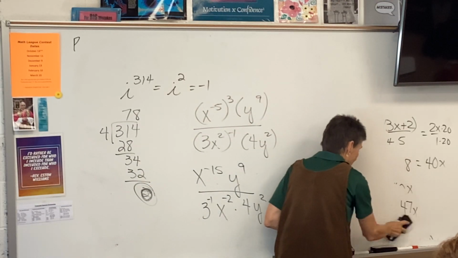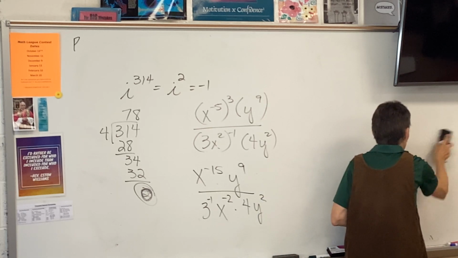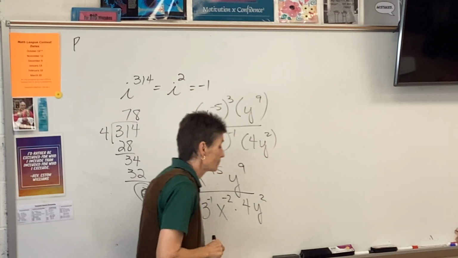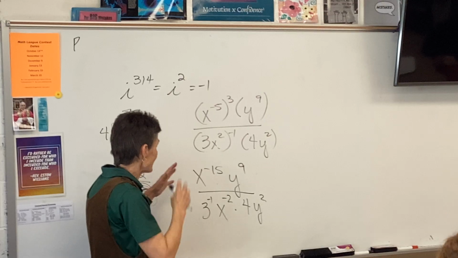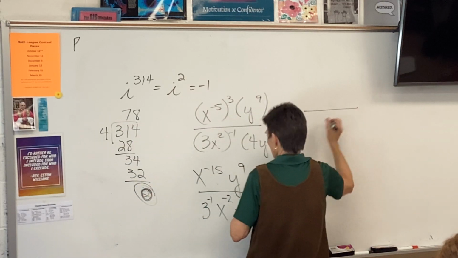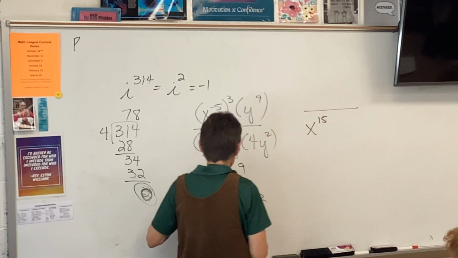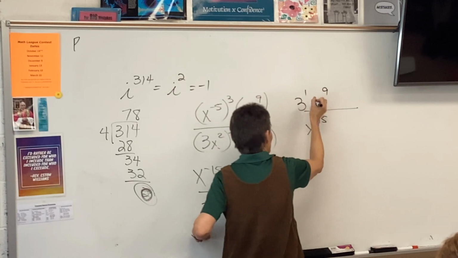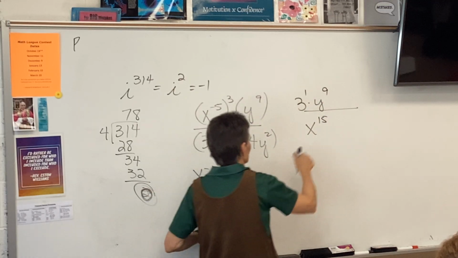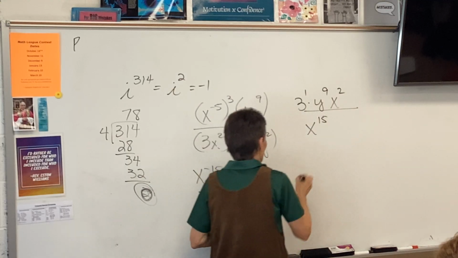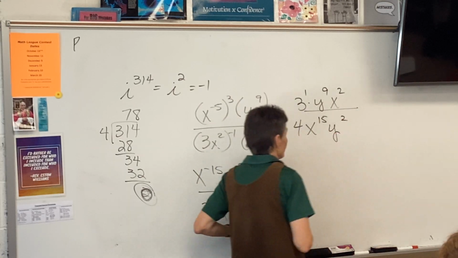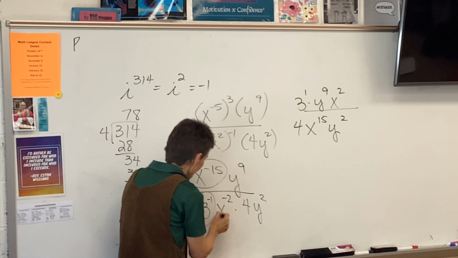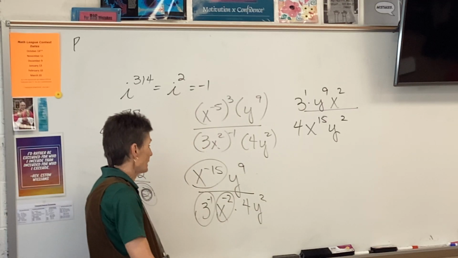Now what might we consider doing? Yeah, we got negative exponents all over the place. You can take care of that. So x to the 15th is coming down. Y to the 9th is staying up. 3 to the negative first is going up and it becomes 3 to the first. X squared and 4y squared. So I moved the circled ones and left everything else alone.